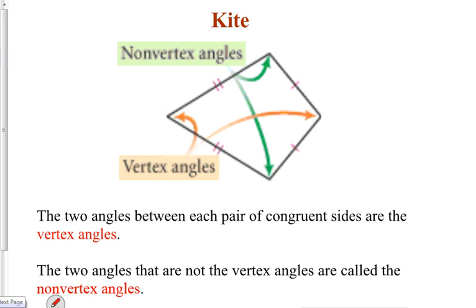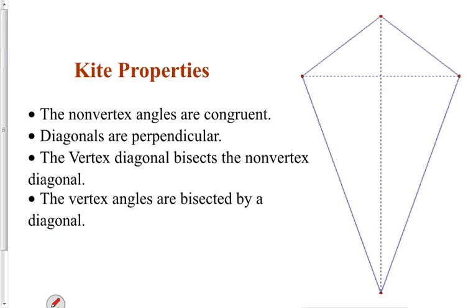Next, we take a look at some properties that work with the kite. And the first one is that the non-vertex angles are always congruent. And remember, those non-vertex angles are here and here. So I'll mark those as being congruent to one another.